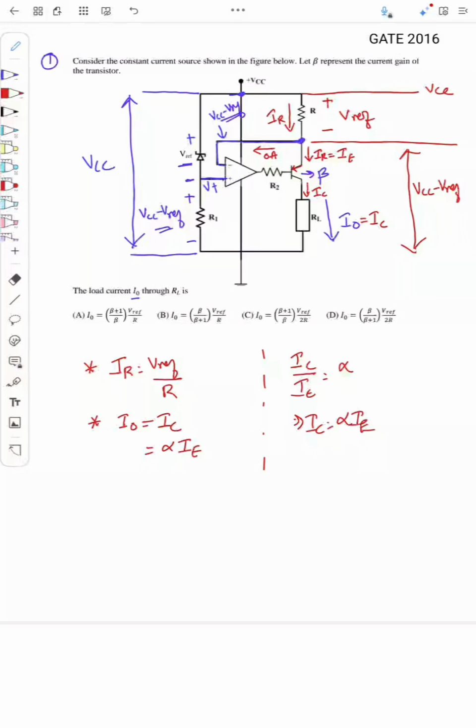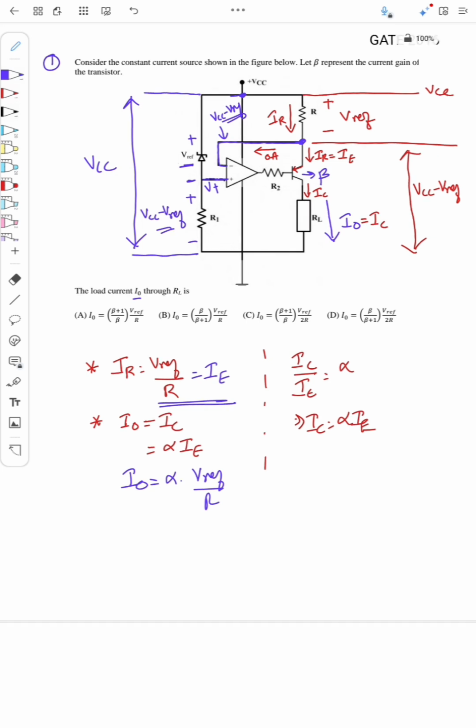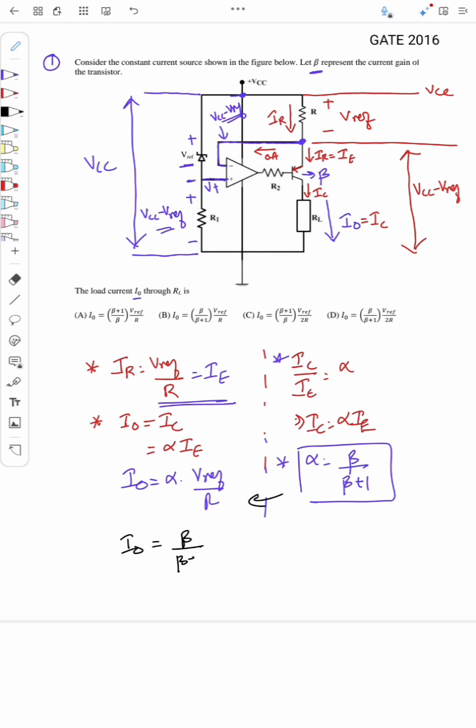Okay, and we know IR is equal to IE, so I will just substitute that: alpha into Vref by R, which is IE, is equal to I0. Also, the value given is not alpha, it is beta. So how are alpha and beta related? Alpha is equal to beta by beta plus 1. So I will substitute this into this equation. So what will I get? I0 will be equal to beta by beta plus 1 into Vref by R, right? So that is I0. So the answer is B.